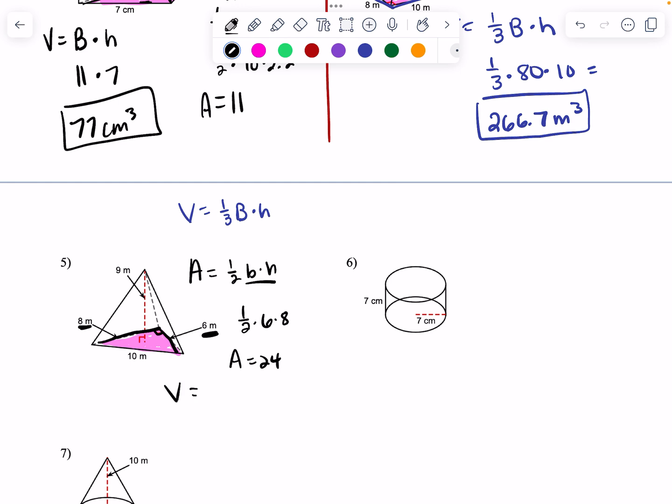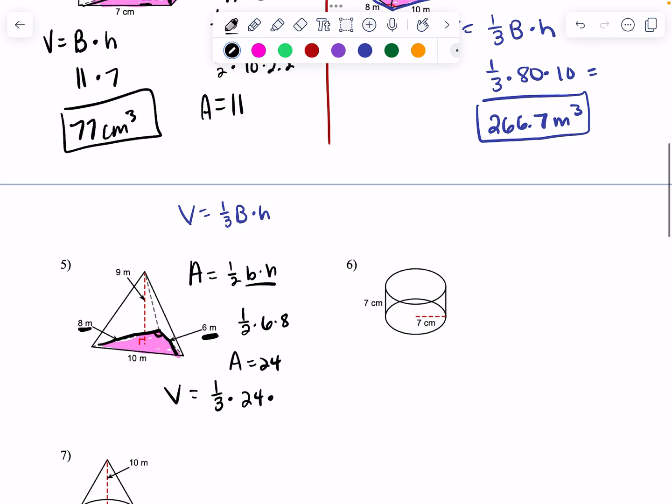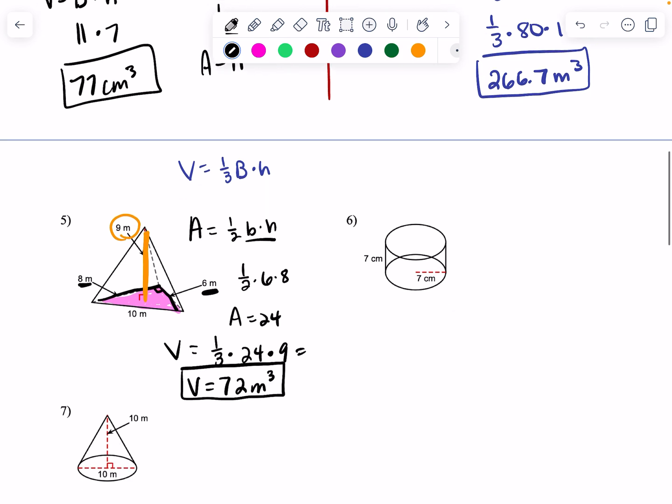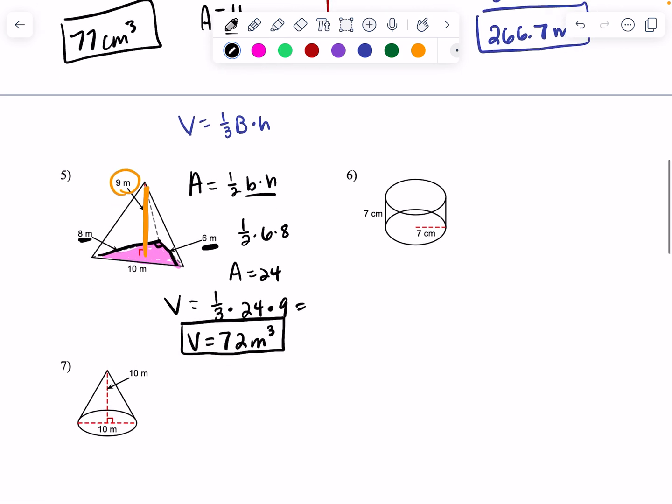Okay, so volume equals 1/3 times 24 times, I need the height. And the height is going from the center to the point. It's right here. And that, it says, is 9. So times 9. And that gives me 72. So the volume of this is 72 meters cubed. There's my volume. All right, last two, it looks like, because I don't have a sphere.